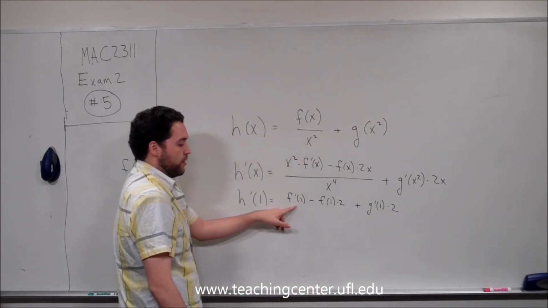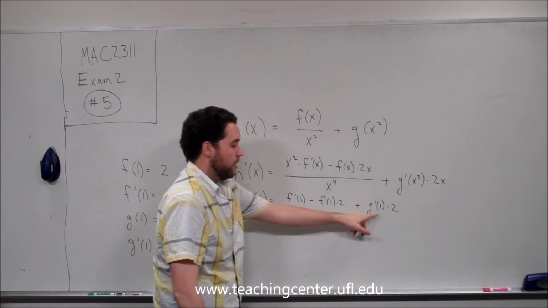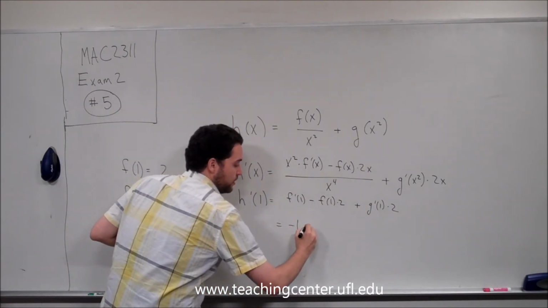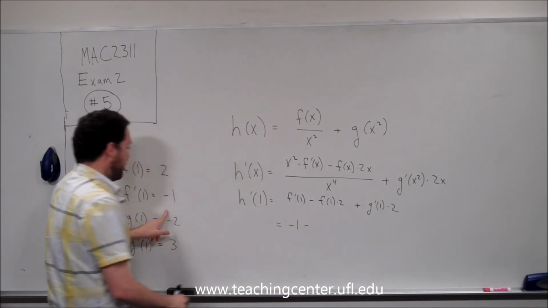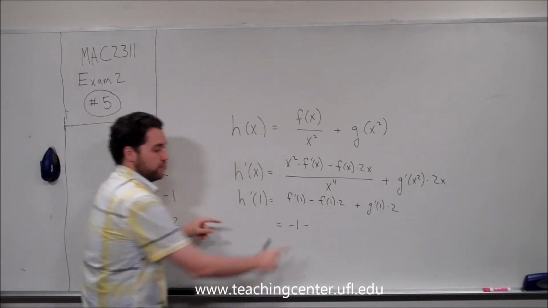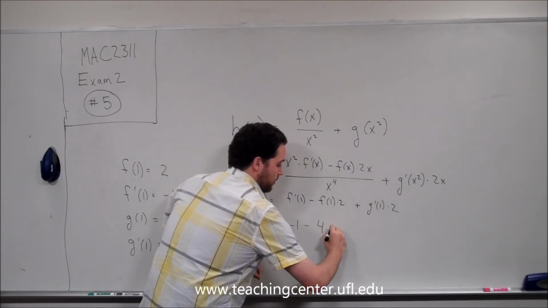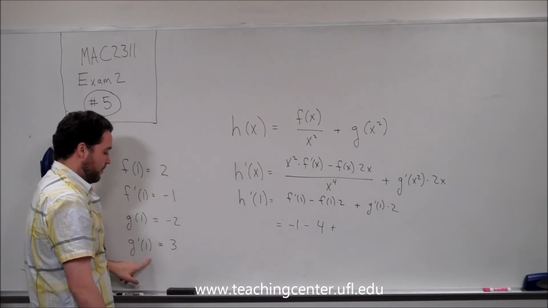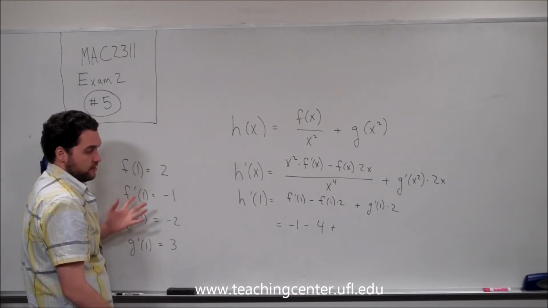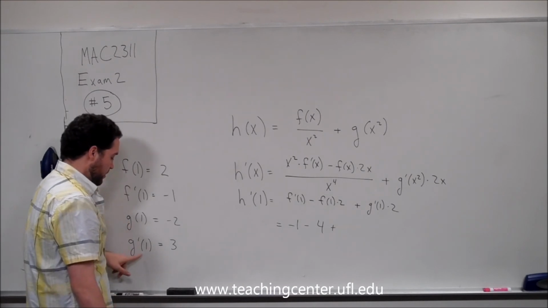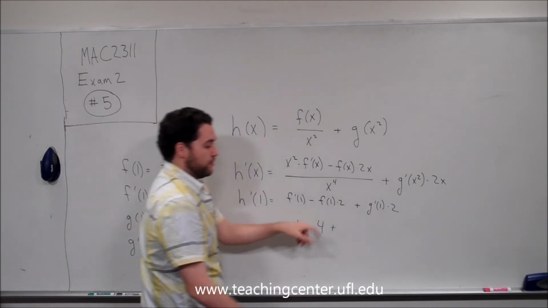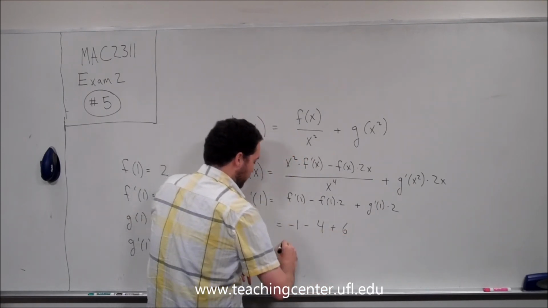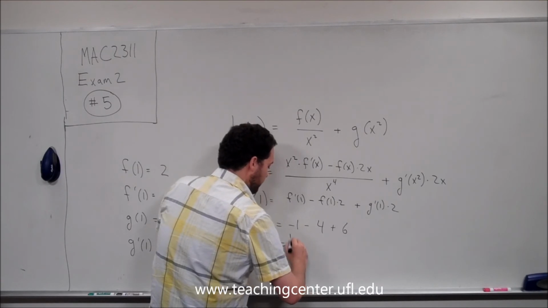And now we just have to refer to the chart and look up what these values are. So f prime of 1 was negative 1. We have negative 1 minus 2 times f of 1, and f of 1 was just 2, so 2 times 2 is 4. Plus, and then finally, 2 times g prime of 1. g prime of 1 was 3. We never used g, but that's fine. No one said we had to use all of them. So g prime of 1 is 3, and 2 times 3 is 6. So then you have minus 1, minus 4, plus 6, and that gives you 1 as your final answer.